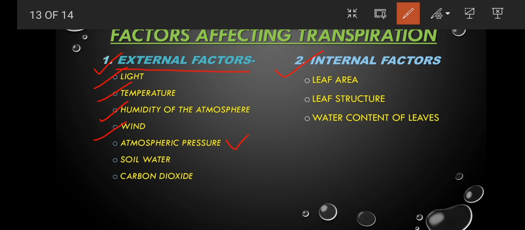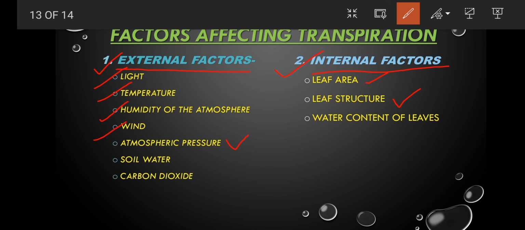Now let's discuss some internal factors also. The first internal factor is leaf area. The larger the surface area of the leaf, the more the transpiration rate. Second factor, leaf structure. Due to the presence of thick cuticle, waxy coating, sunken stomata, compact mesophyll cells, and a reduction in the number of stomata, there is going to be a reduction in the rate of transpiration.